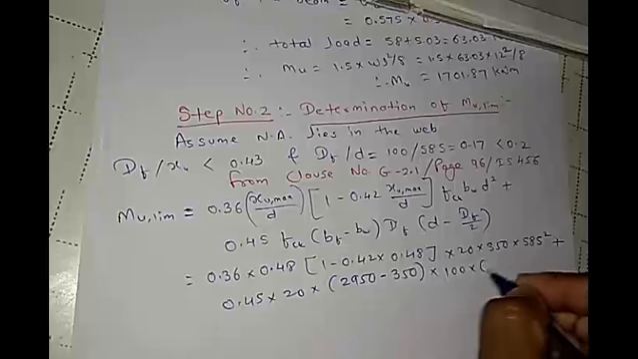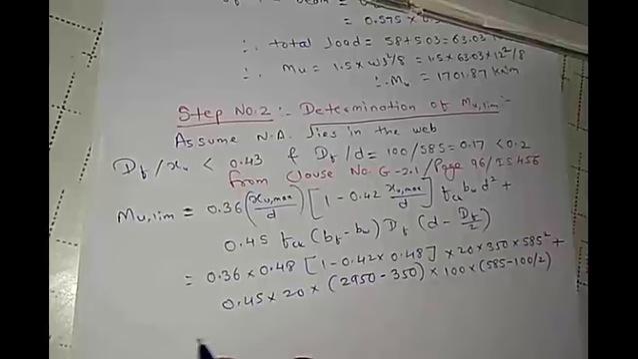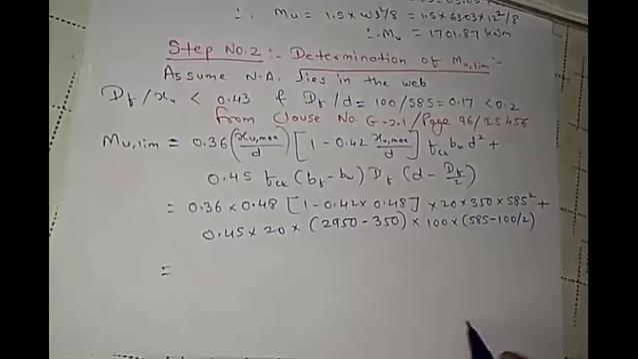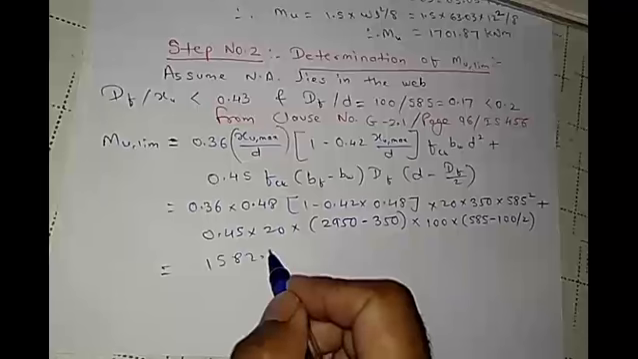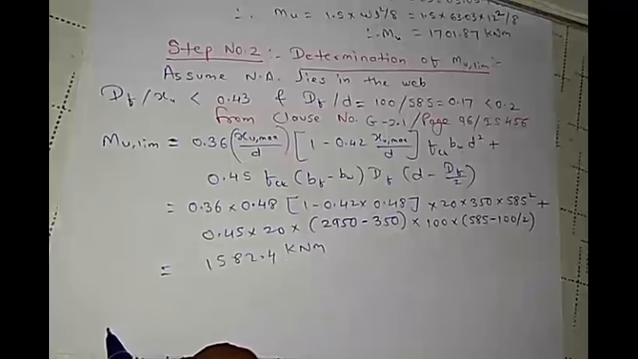Multiplied by 100, multiplied by 585, minus 100 by 2. So this is going to be around, calculate it, we get it around 1582.4 kilonewton meter. Now how to calculate this width of the flange?